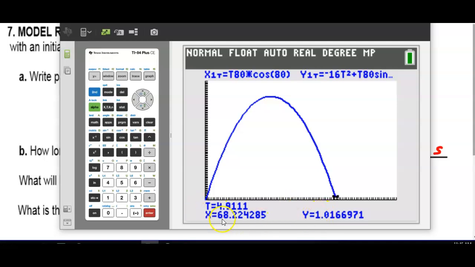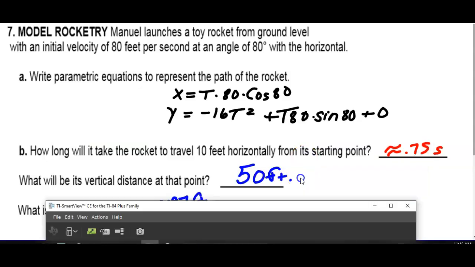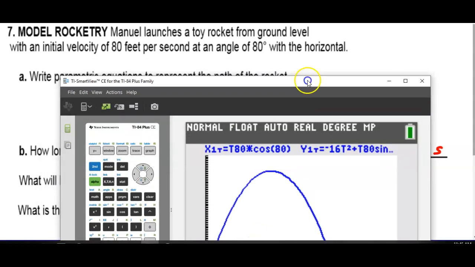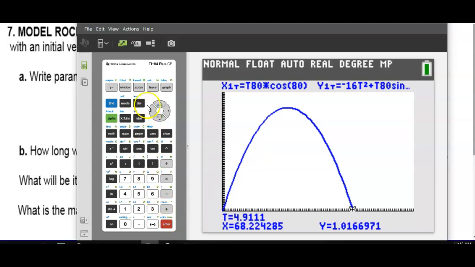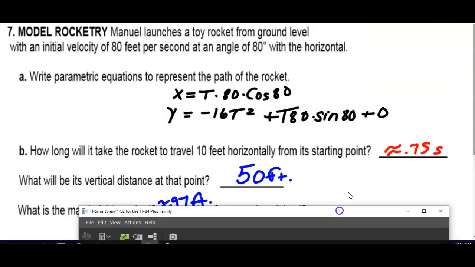So anyway, but what was the question? How far away does it land? So we want the X value. When we get this close to 0, I'm just going to go back and trace. So we could say 68 feet away, 69 feet away, somewhere in there, a little over 68 feet.